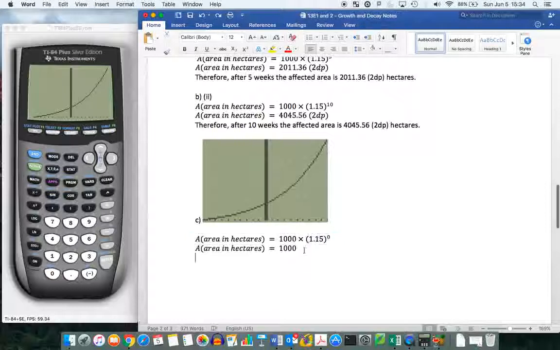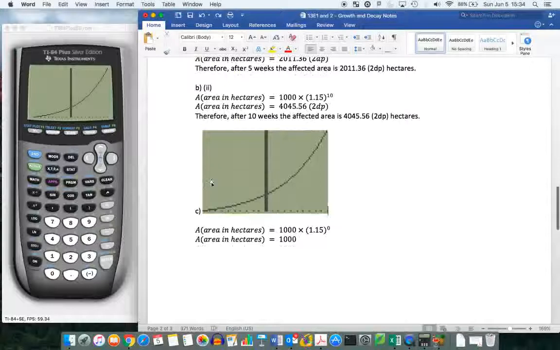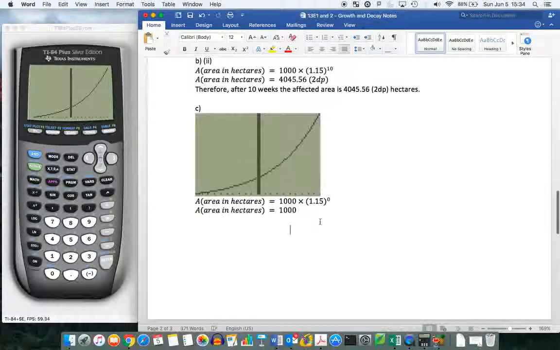Here you have a starting point where it crosses the y-axis. It's going to cross the y-axis at 1,000 because you've said x is equal to 0 at that point. You could graph this point here, 2011.36, when x is equal to 5. So somewhere around 1, 2, 3, 4, somewhere around there. Then when x is equal to 10, somewhere around there, it's going to be 4045.56. So you've got your points anyway. You've gotten the points from the previous questions. Okay, they're probably there to help you out with that.